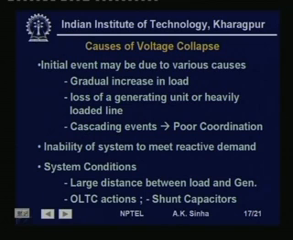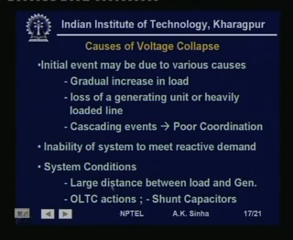Other reasons can be inability of the system to meet the reactive demand, that is, if a generator goes out which was supplying a large amount of reactive power, and there are not many reactive sources available in the system which have margins, that is, most of the generators are already working at their reactive power limits, then in such a situation again we can have a gradual decrease in voltage, which will keep on going, and we will lose stability.